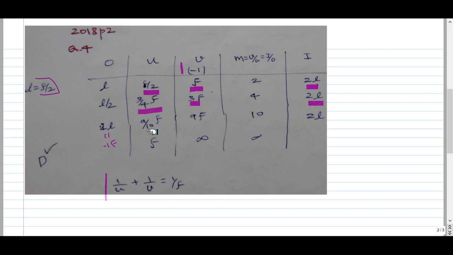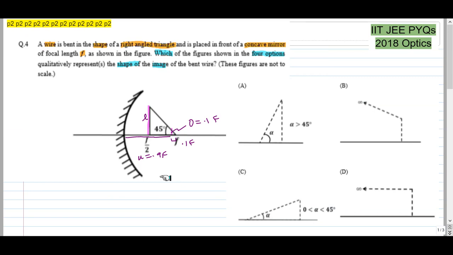Object distance is 0.9 f, that is 9 by 10 f, and v we can find from this formula as minus 9f, the minus sign being put commonly at the top. So here the magnification is v by u, that is 10, and the object size is 0.2 L. So from this we get the image size as 2L again. So for the straight element here at f by 2 and for all pairs of elements, the image size is constant and it is 2L. So there is only one option which is matching, that is option D.